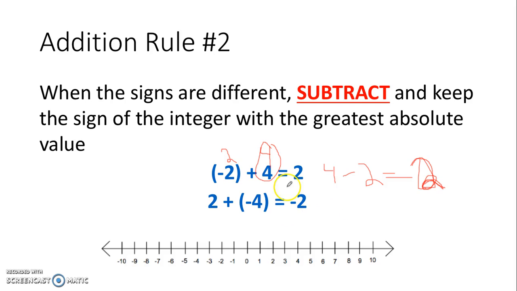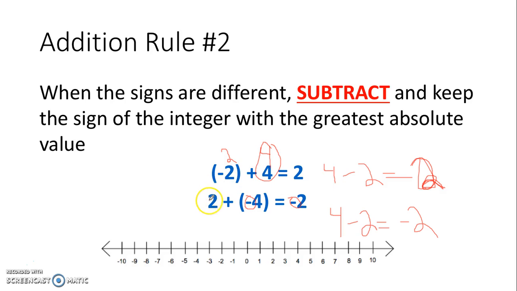And the same thing, if we had the same problem with 2 plus negative 4 is equal to negative 2. So we still have to subtract, they're different. And we still get 2. The absolute value of positive 2 is 2. The absolute value of negative 4 is 4. Which one's bigger? The 4 is. What's the 4 sign? The negative. So it is a negative number. Negative answer. That's how we get negative 2.